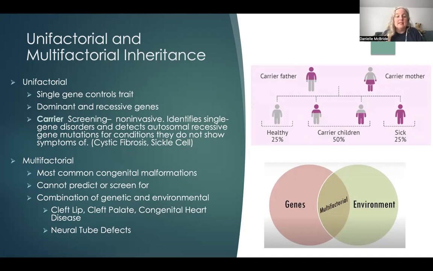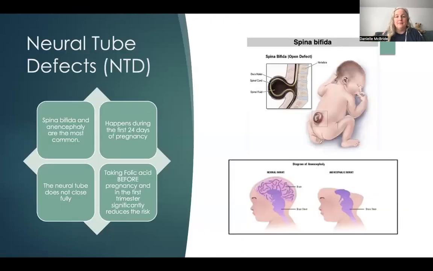So this is like your cleft lip, your cleft palate, some heart conditions, sometimes neural tube defects. But for neural tube defects, we have something we can do to try to mitigate that, which we'll talk about in a second, right here.